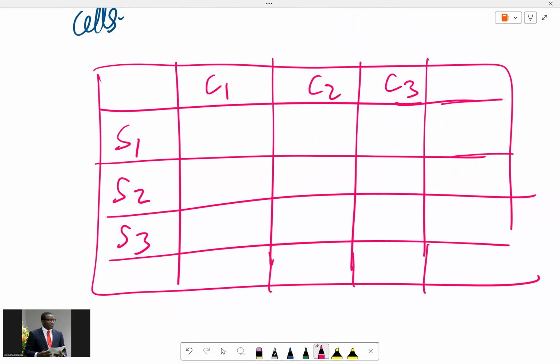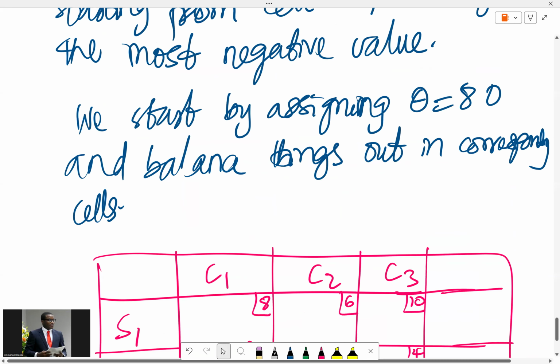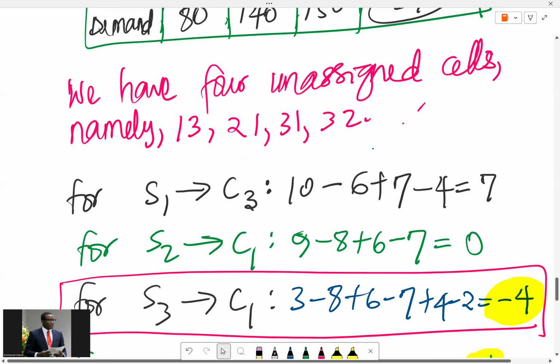So we have all this now. In this table, the costs remain the same. We have 8, 6, and 10, and then 9, 7, 4, and here we have 3, 4, and 2. Okay, all right.